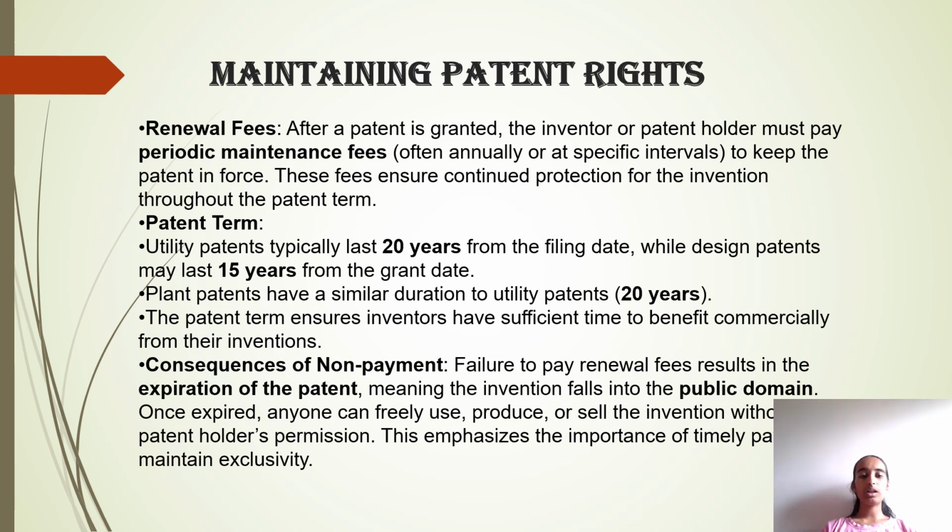Then comes the patent term. Utility patents typically last 20 years from the filing date, while design patents may last 15 years from the grant date. Plant patents have a similar duration to utility patents, that is 20 years. The patent term ensures inventors have sufficient time to benefit commercially from their inventions.